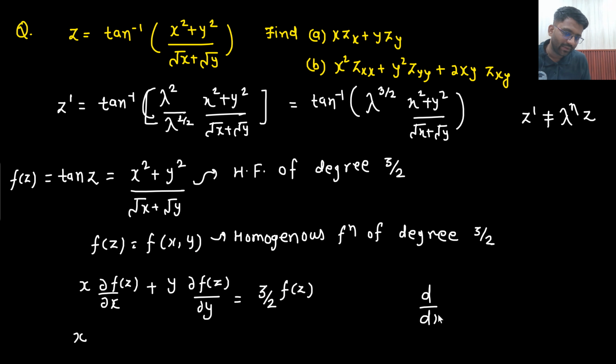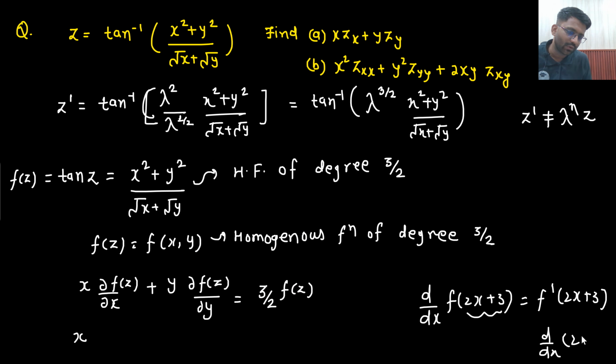what I mean to say is that, what will be the answer of d by dx of f of 2x plus 3? What will be the answer? Sir, first of all, I will write down f dash of 2x plus 3, and then I will differentiate this 2x plus 3. Say yes or no. This will be the answer, no? So similarly, x, first you differentiate fz, which will be f dash z, and then you differentiate this z.